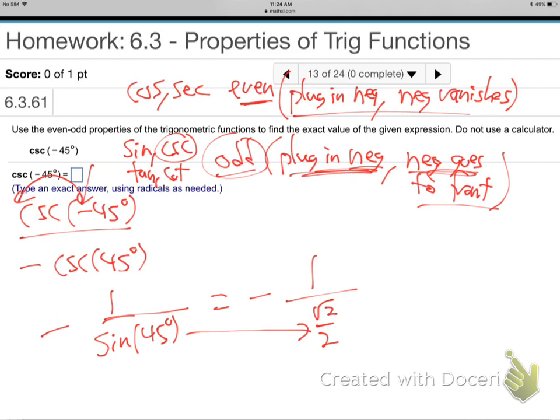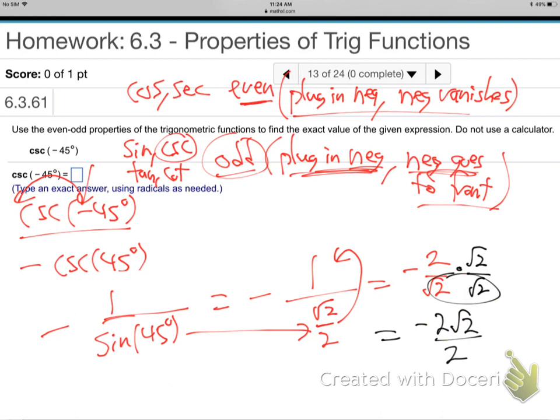Now, what do we do with a fraction on the bottom of a fraction? Flip it up. Negative 2 over root 2 like that. And then multiply top and bottom by root 2, and get negative 2 root 2 over root 2 times root 2, which is 2. The 2's cancel. Negative root 2. You all good with that?